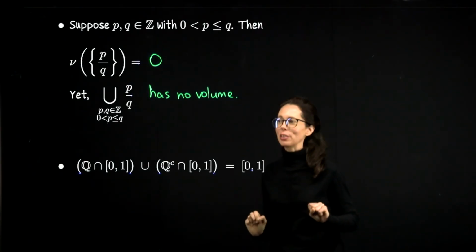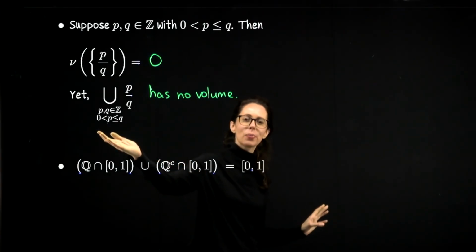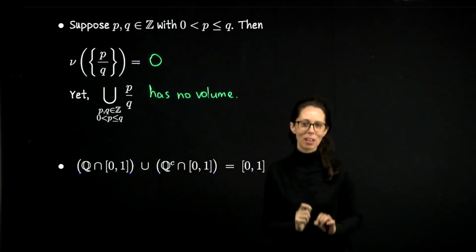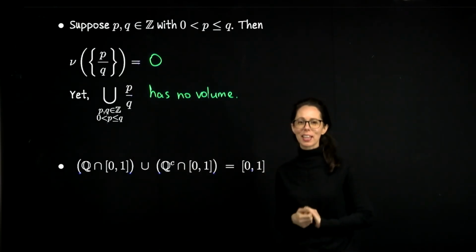Actually, real quick before I let you go, in case you're reading this very carefully to see what I did here, it's all of the rationals between 0 and 1 except 0 itself. Turns out I didn't quite get to that one, but that's okay because that set also has no volume.